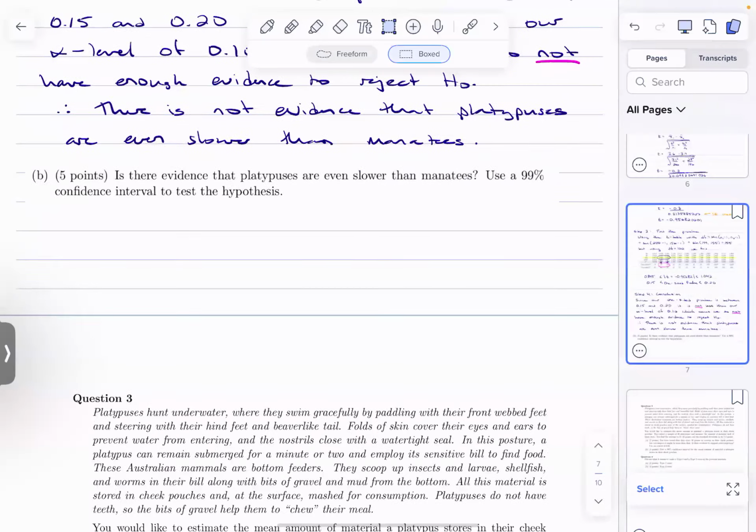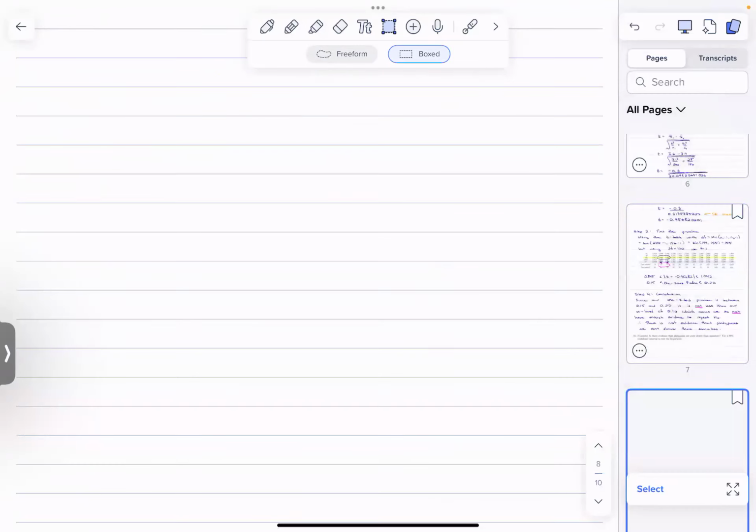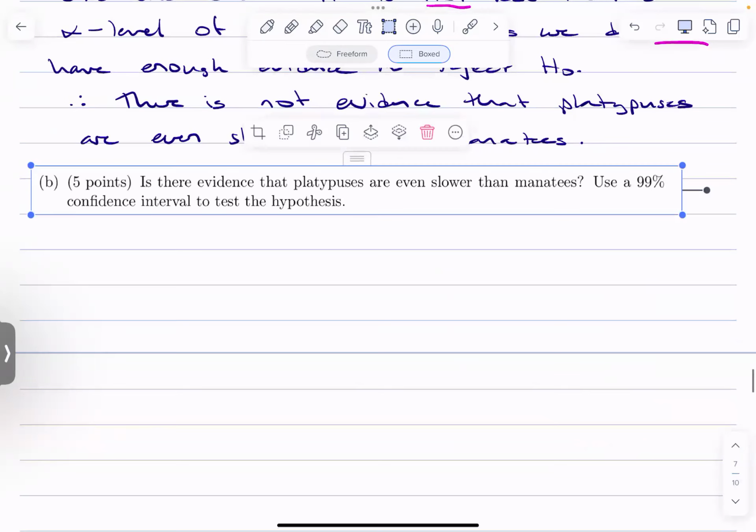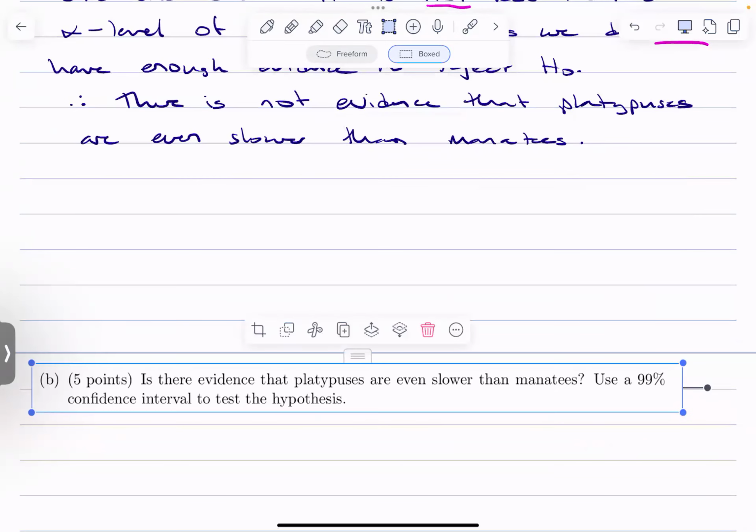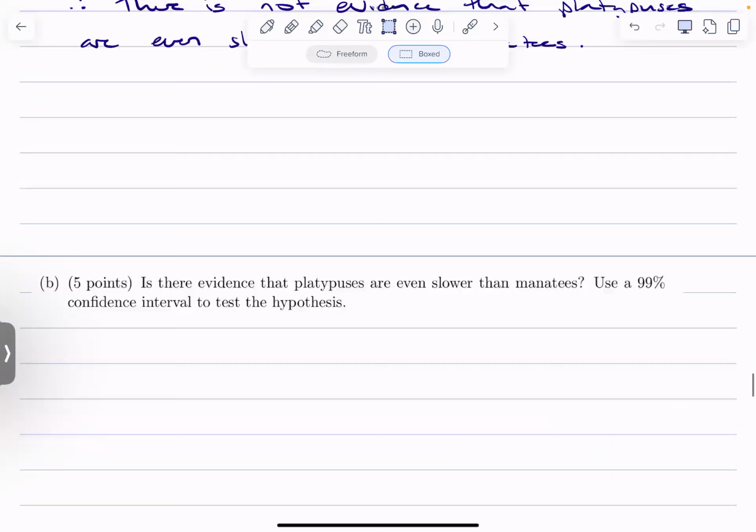Maybe I'll do this one on a fresh page. Just like before, we actually know the answer already. We've already determined that there is no evidence of a difference in the speeds, right? And so now, is there evidence that platypuses are even slower than manatees? Use a 99% confidence interval to test the hypothesis. So now we're going to make a confidence interval.